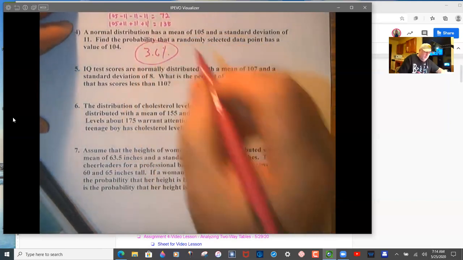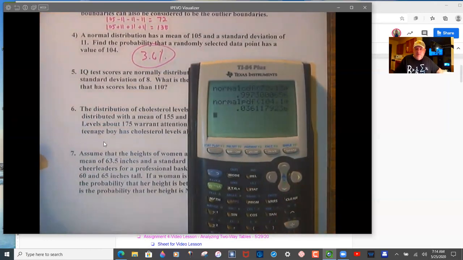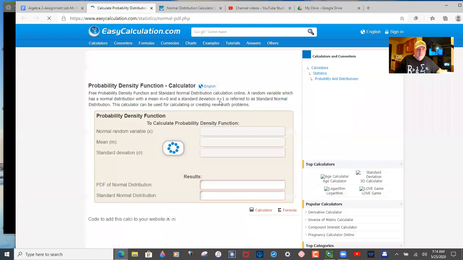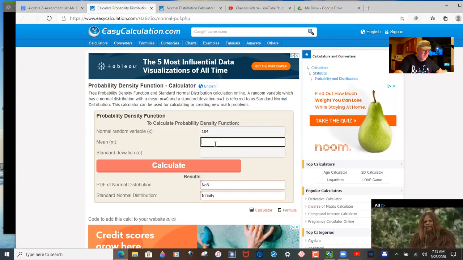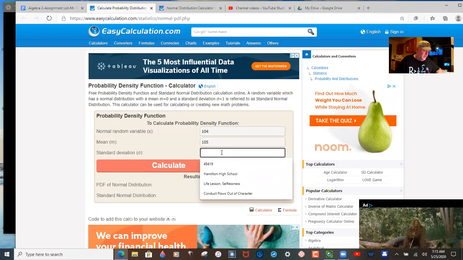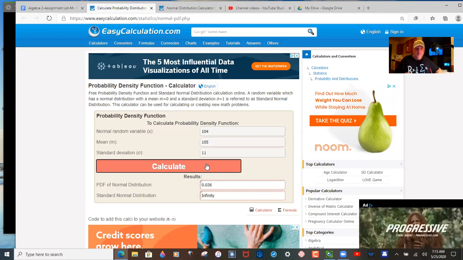If you had to use the online calculator, I will show on both of these problems how they work. So the normal PDF, you're just going to put in the value. So 104 is the value. Then you're going to put in the mean, which was 105, and then the standard deviation, which was 11. And then go to calculate. So 0.036, it will do that.